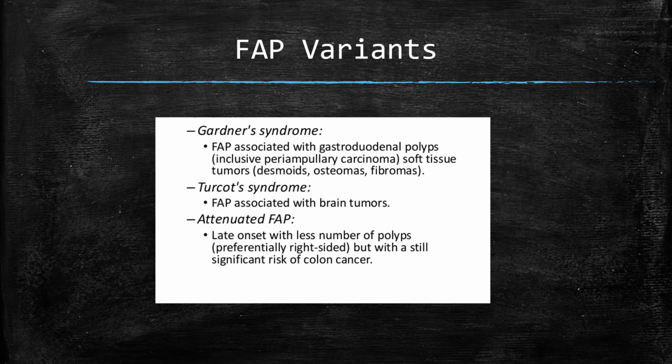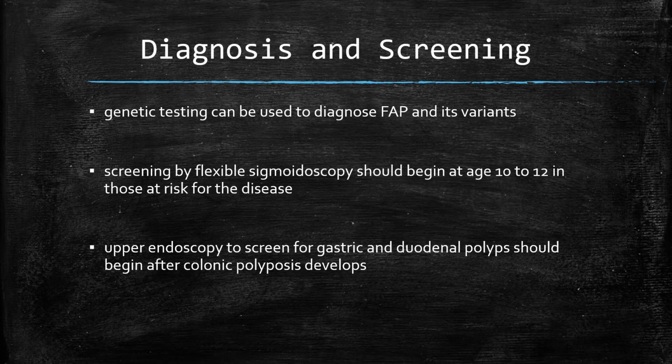Some of the FAP variants are listed here: Gardner syndrome, Turcot syndrome, and a variant called attenuated FAP, which has a later onset with fewer polyps, but still with a significant risk of colon cancer. Genetic testing for the APC gene is now available for at-risk patients. For patients who carry the gene, they should begin screening by flexible sigmoidoscopy beginning around age 10 to 12. These patients will also need to be screened for duodenal polyps and gastric polyps throughout their life.